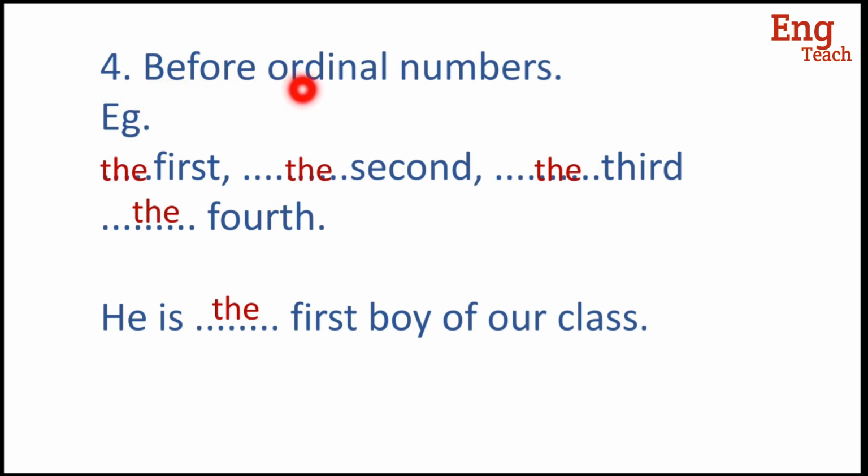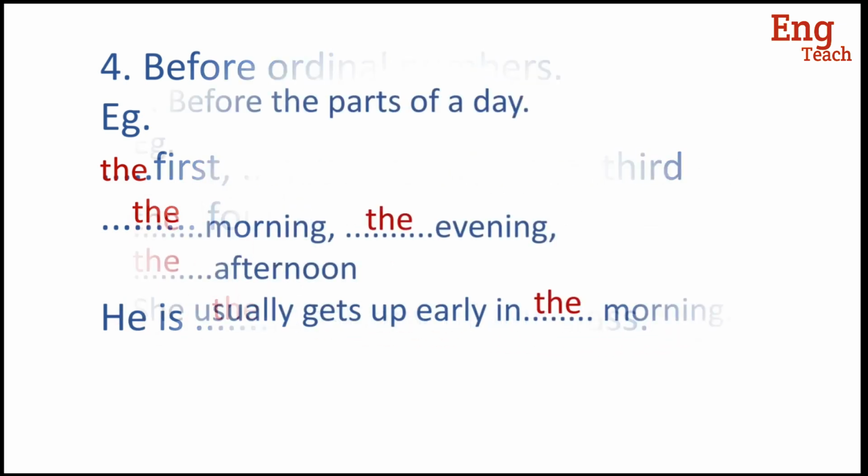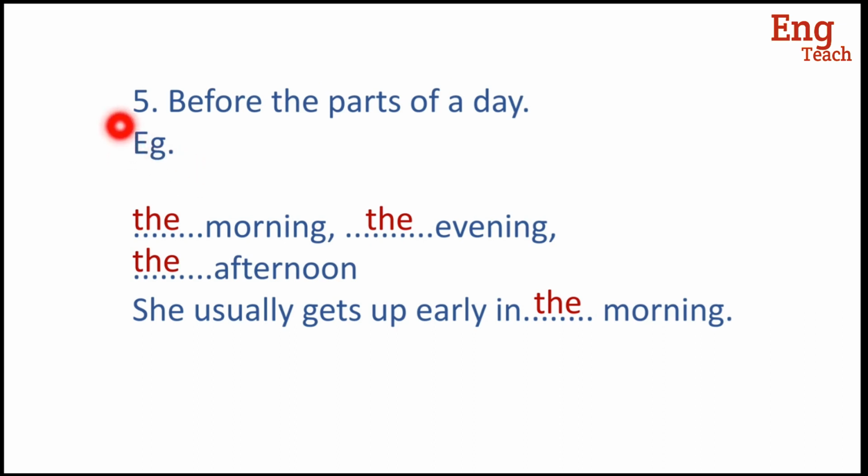The is used before ordinal numbers. For example, the first, the second, the third, the fourth. He is the first boy of our class. The is used before the parts of a day. For example, the morning, the evening, the afternoon. She usually gets up early in the morning.